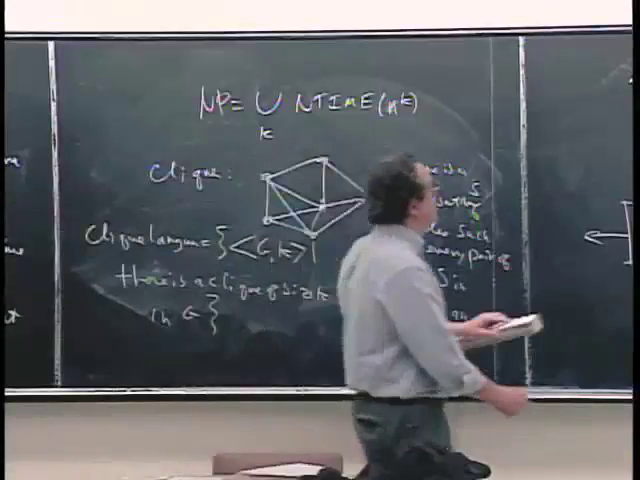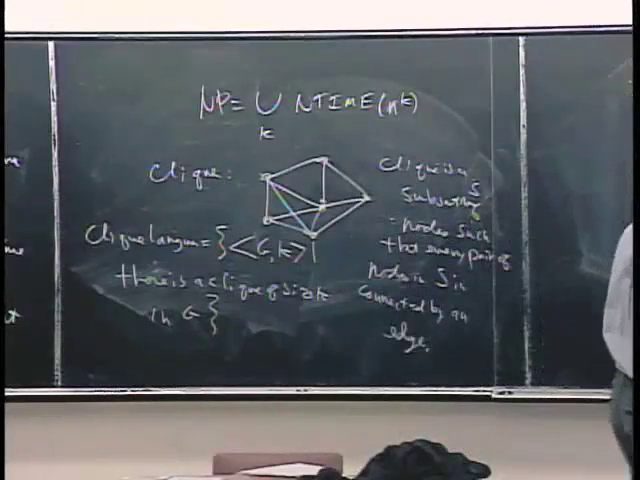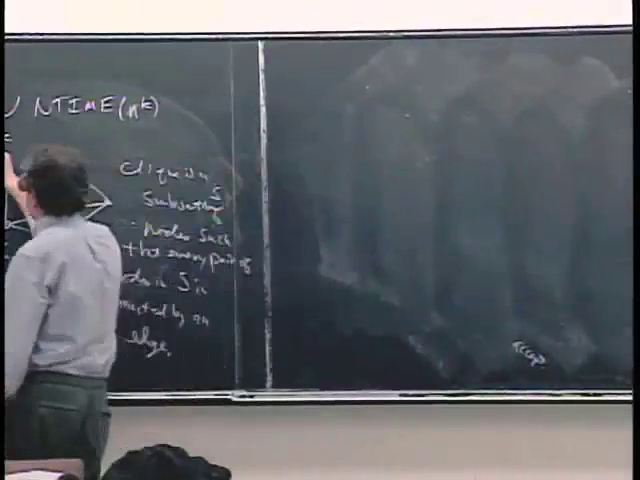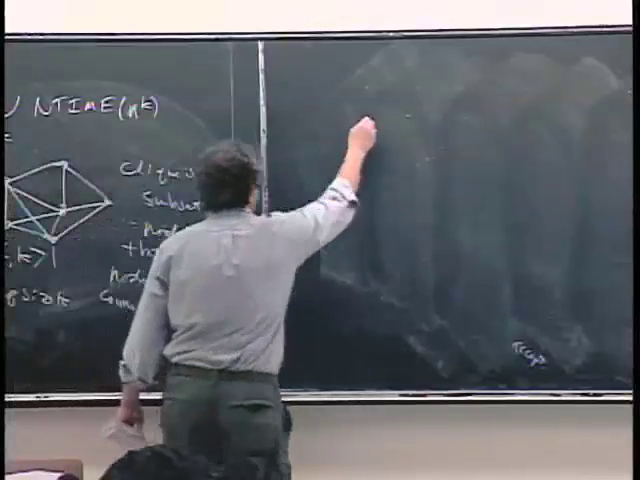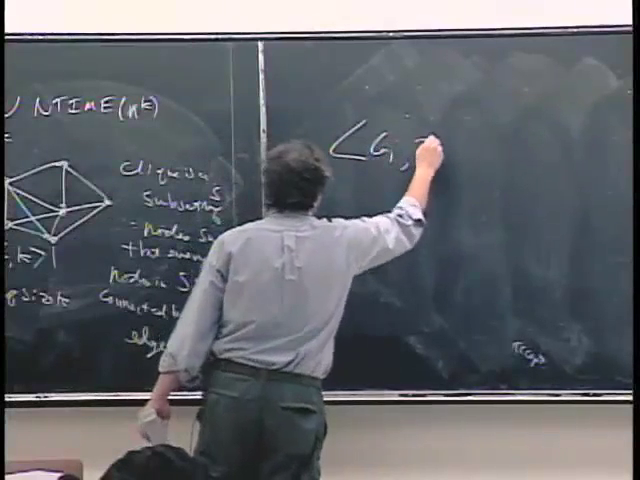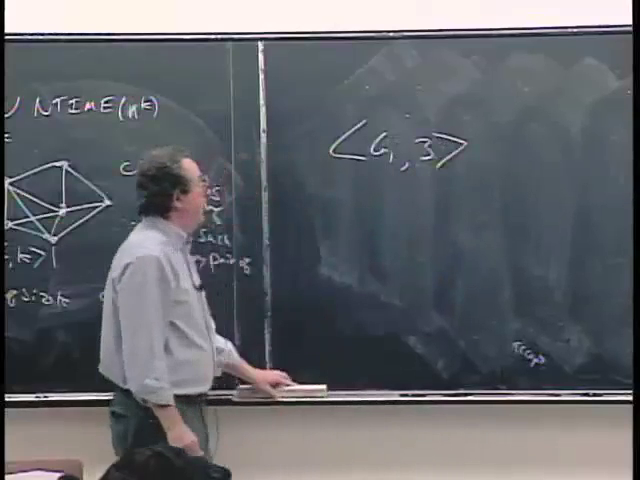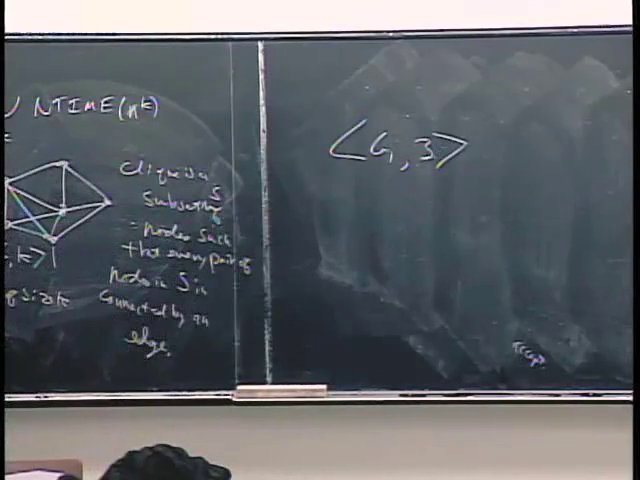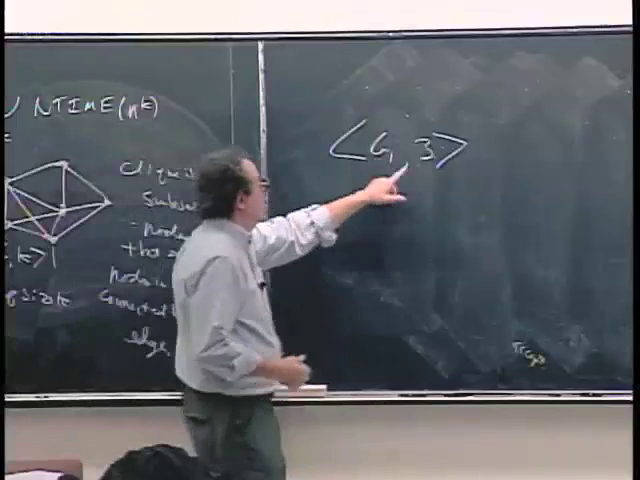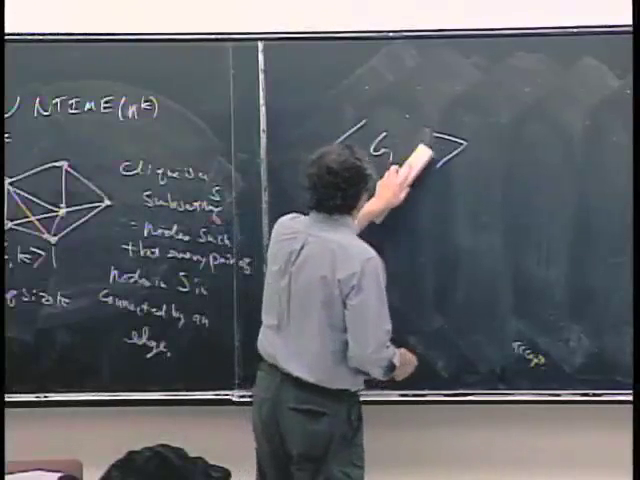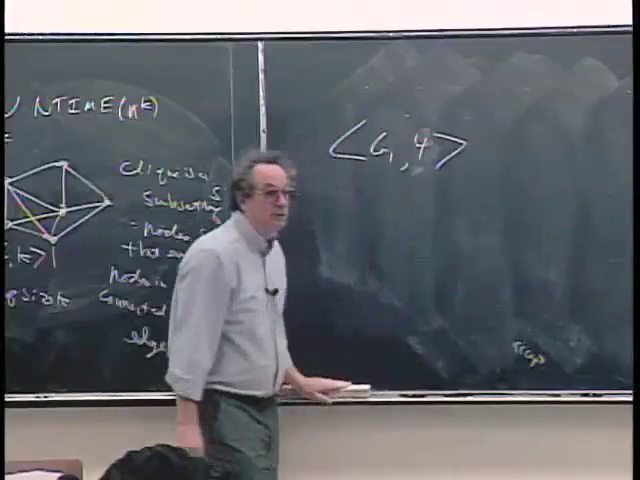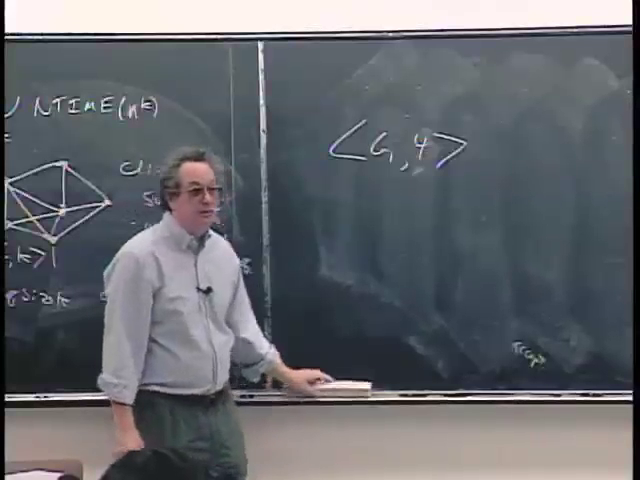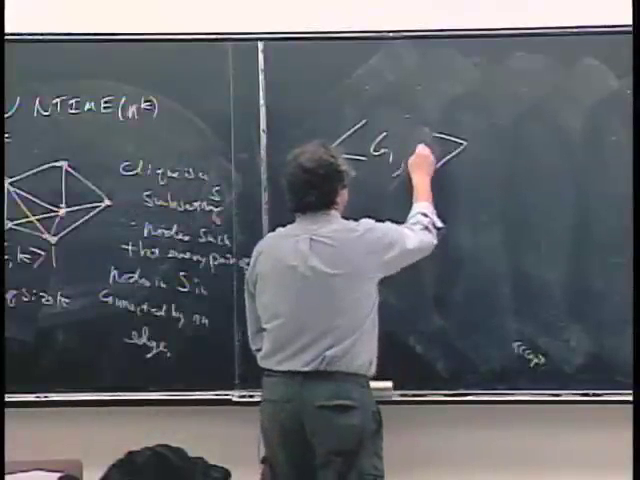So let's take this graph, call it G1. If I have input G1, 3, is that in the language clique? Yes, it is, because this graph G1 has a clique of size 3. Also, G14, the way I've modified it, so it has these edges, that's also in the language clique. What about G15?